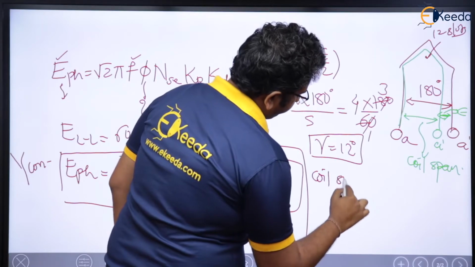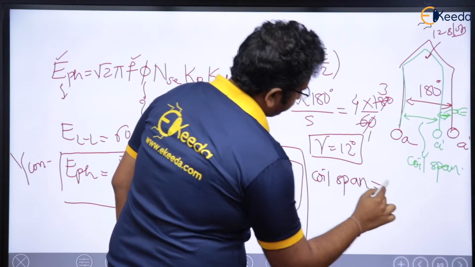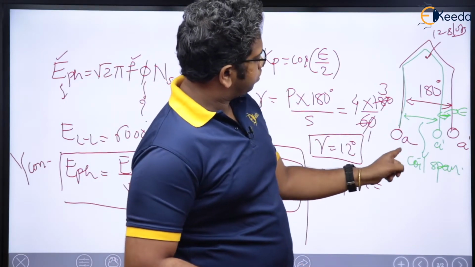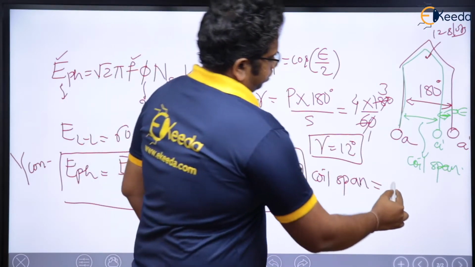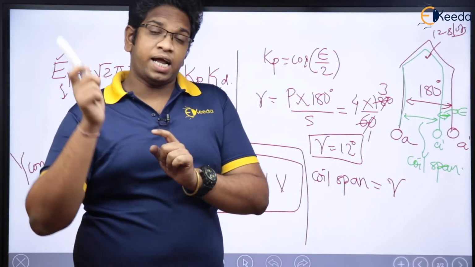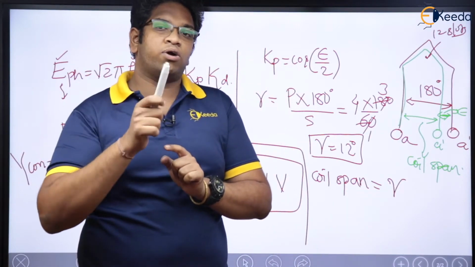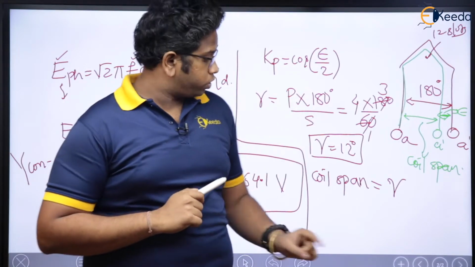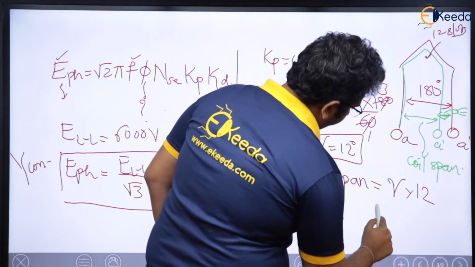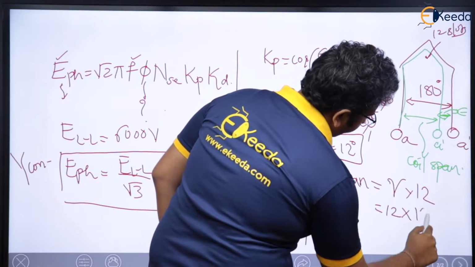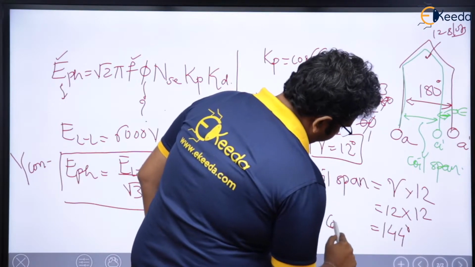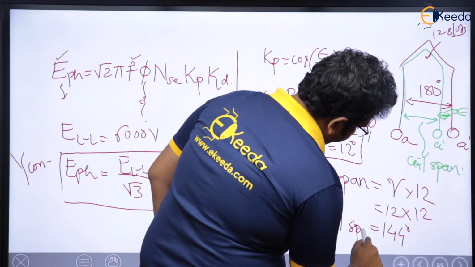Coil span is going to be very simple. Coil span is going to be gamma, which is the slot angle between two slots, and I have to travel for 12 slots in order to place the other coil side. So it is going to be gamma multiplied by 12. How much is gamma? 12. 12 into 12 is how much? 144. This is going to be the coil span.